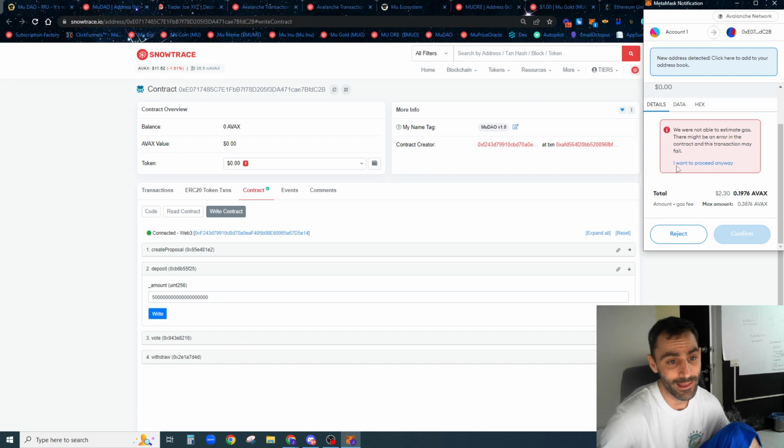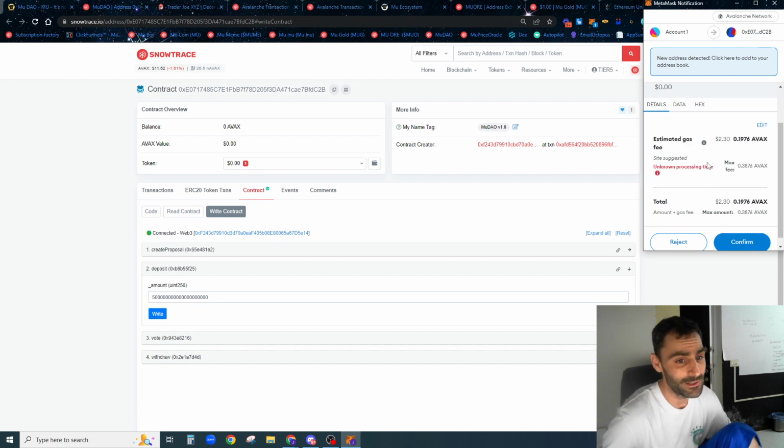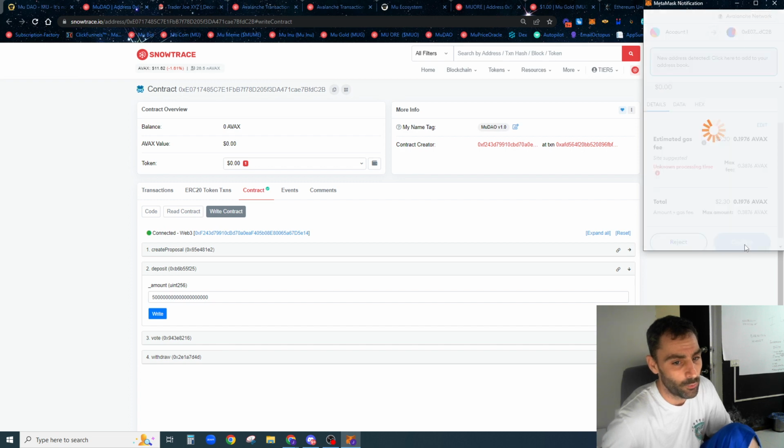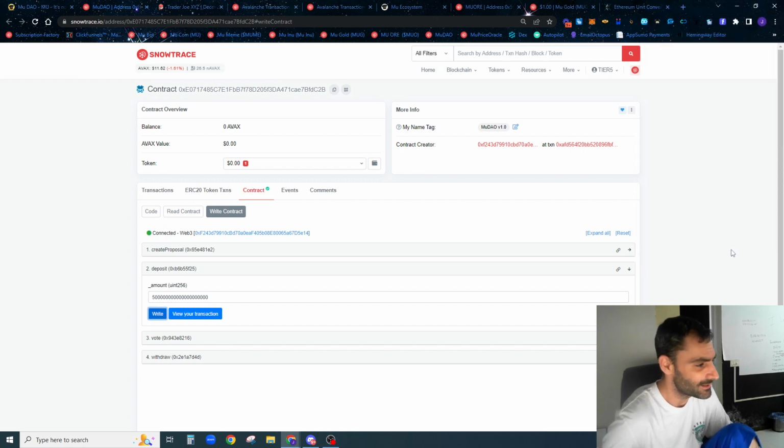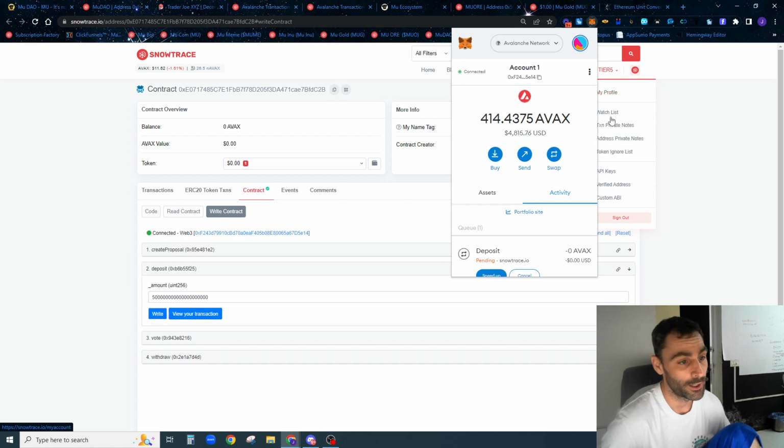Now, we can see that this says we can't estimate gas. This means your transaction is literally going to fail. We're going to go ahead and process it anyway to see what the error is, but we really already know what the error is. The error is the Mu DAO wants to spend some of our Mu Or. Basically, it wants to take Mu Or out of our wallet and deposit it into the Mu DAO, but we haven't given the Mu DAO permission to do that. So we need to call an approve function.